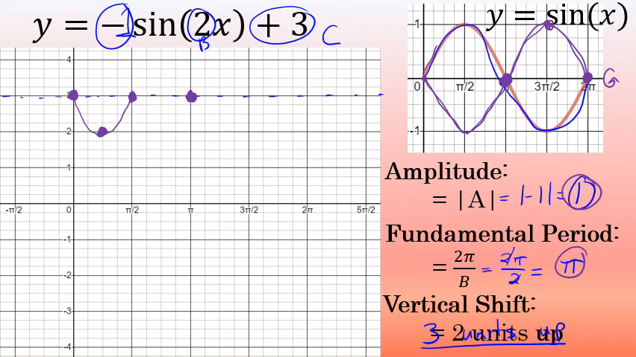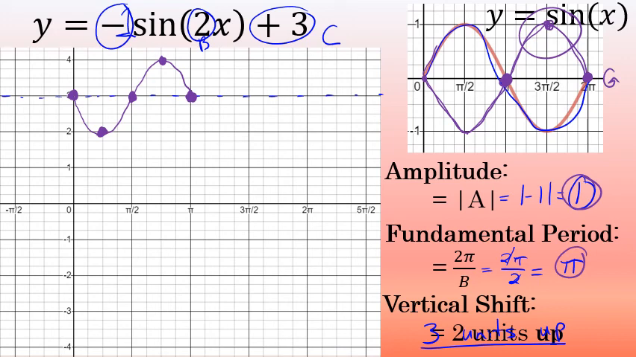For the second half of one cycle of the wave, it will rise to the top of its amplitude. Halfway between pi over 2 and pi would be 3 pi over 4, and on this coordinate plane, that would be this point. So I'll rise to that point before falling back to the dotted line, and I've now completed one cycle of the wave, y equals negative sine 2x plus 3.